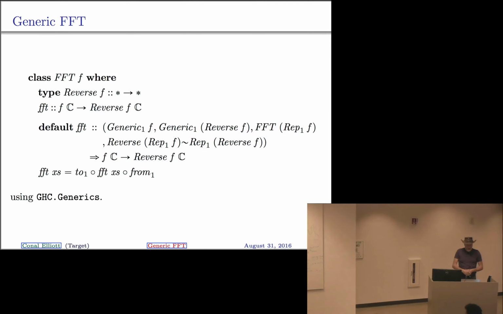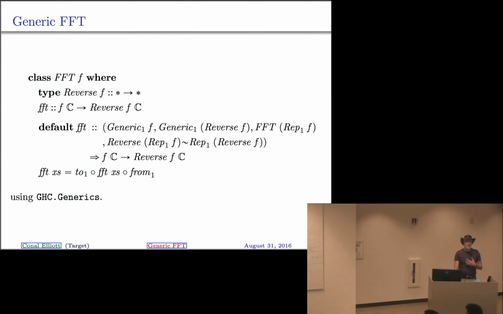So anyway, if F and its reversal have generics, and if the representation, that is the generic representation of F, is FFTable, and it's not like I figured this out, the type system told me what constraints were needed here, and I put them in. If the reversal of the rep is the rep of the reversal, which is exactly what we needed, then you can use this method. Well, what does this method do? All it does is a representation conversion, then FFT, and then a representation conversion the other way. And this is very typical of these generic formulations.